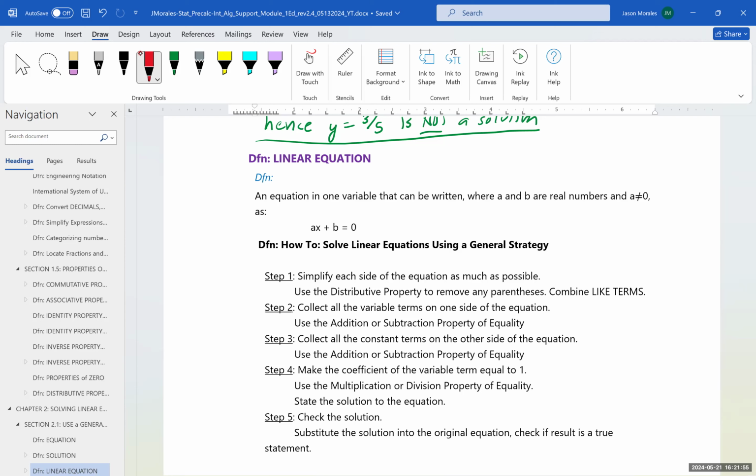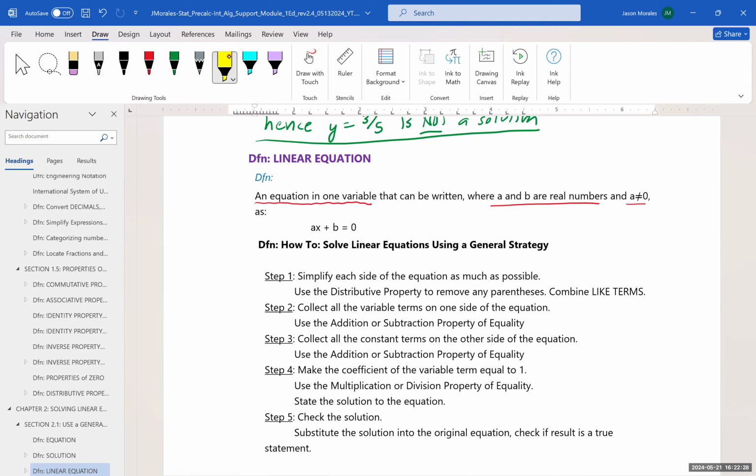Next, let's talk about linear equations. So a linear equation is an equation in one variable that can be written ax + b = 0, where a and b are real numbers and a is not equal to 0. So we actually had linear equations in the previous examples, but I just had not defined them as such. So how do you solve linear equations using a general strategy?